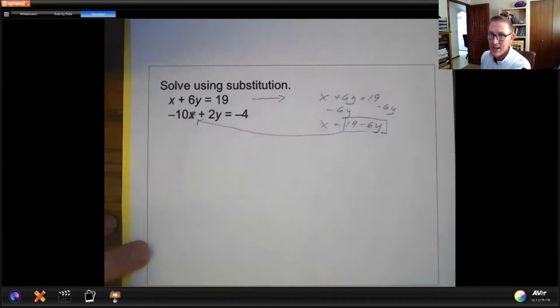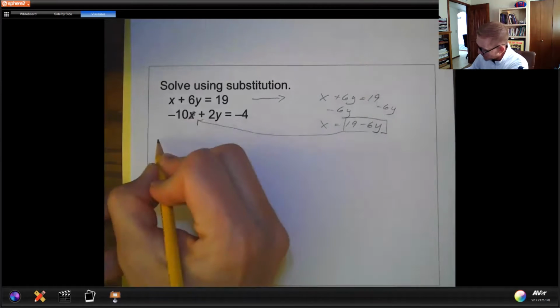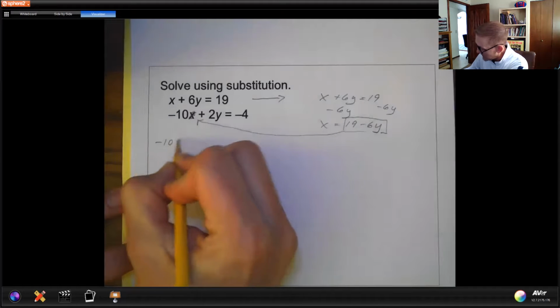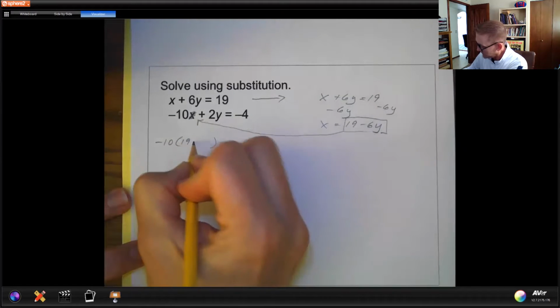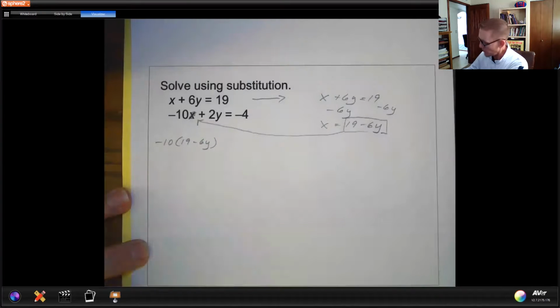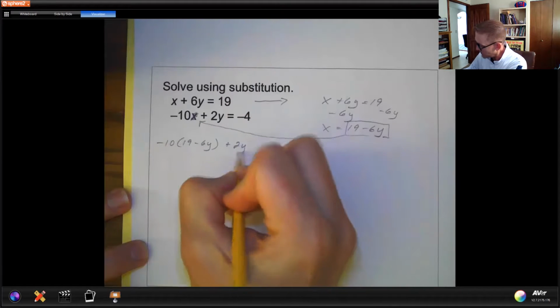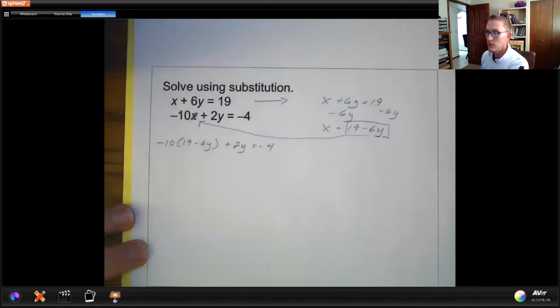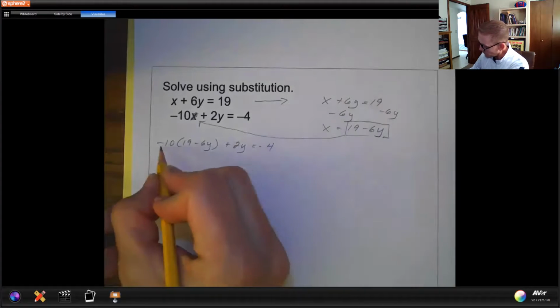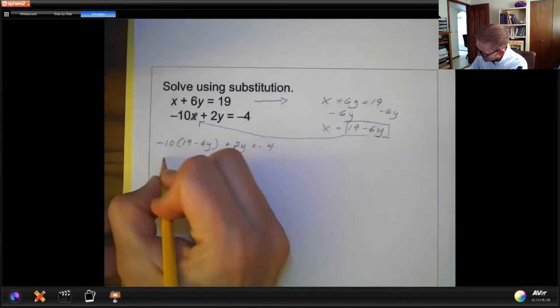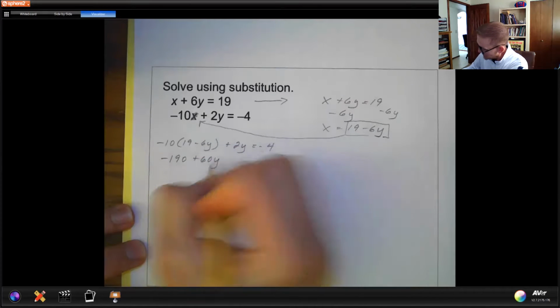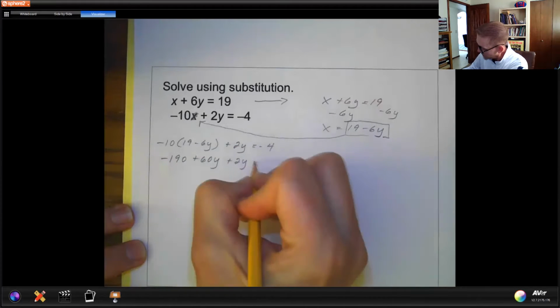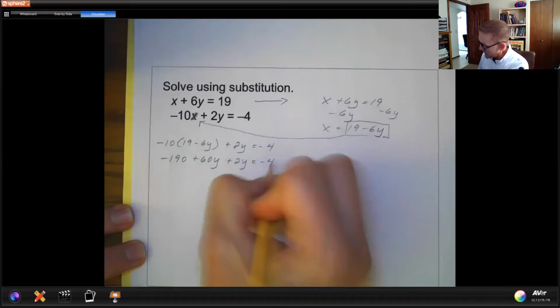Now notice the -10 stays there. So that's going to be multiplication. So this becomes -10 times this expression. 19 minus 6y plus 2y equals -4. Solve for the letter y. So -10 times 19 is -190 plus 60y plus 2y equals -4.